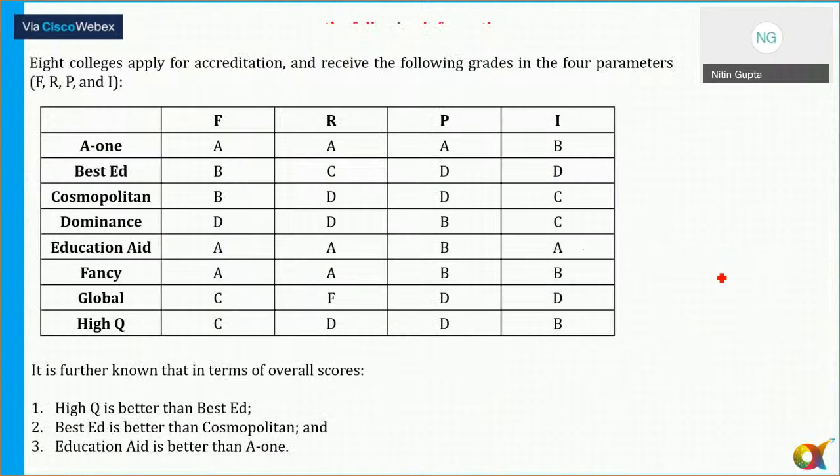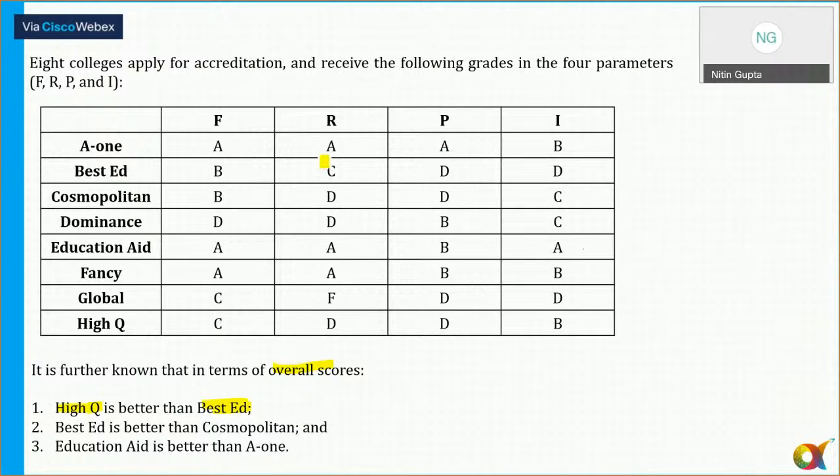Now, each college applies for the accreditation and receives the following grades in the four parameters F, R, P, I. And when it comes to the overall score, these are the points given. So if I start with any one, High Q is better than the best aid. High Q is better than the best aid.